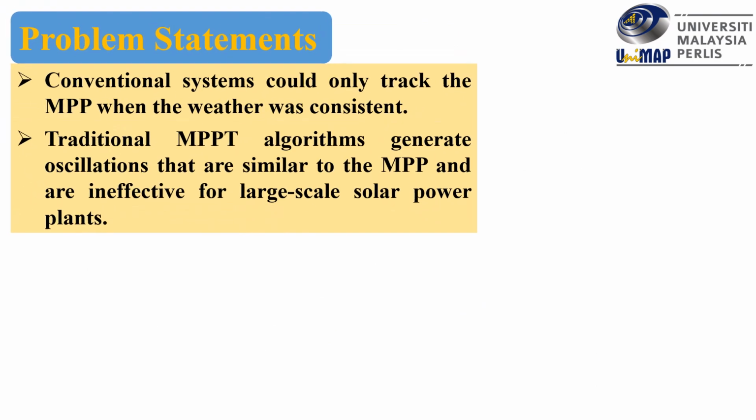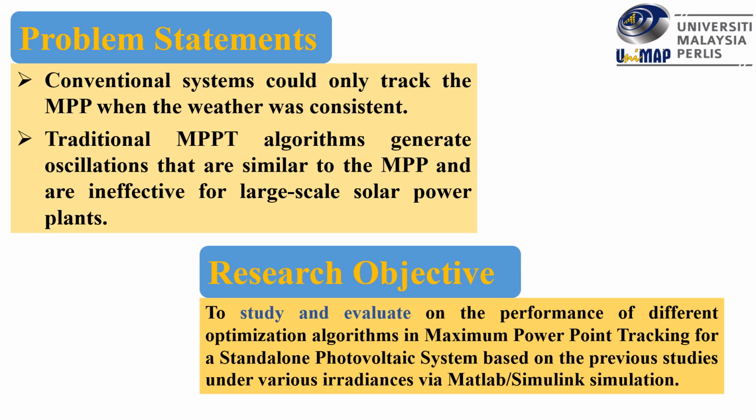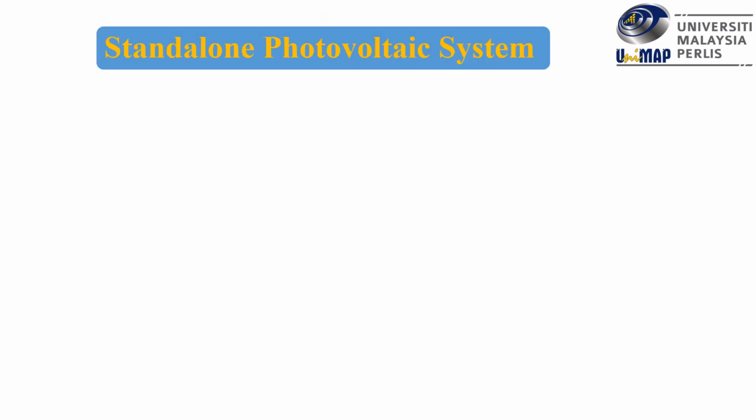Next, problem statement. Conventional systems could only track the MPP when the weather was consistent. Traditional MPPT algorithms generate oscillations around the MPP and are ineffective for large-scale solar power plants. So, the objective of this research is to study and evaluate the performance of different optimization algorithms in MPPT for a standalone PV system based on previous studies under various irradiances via MATLAB Simulink simulations.